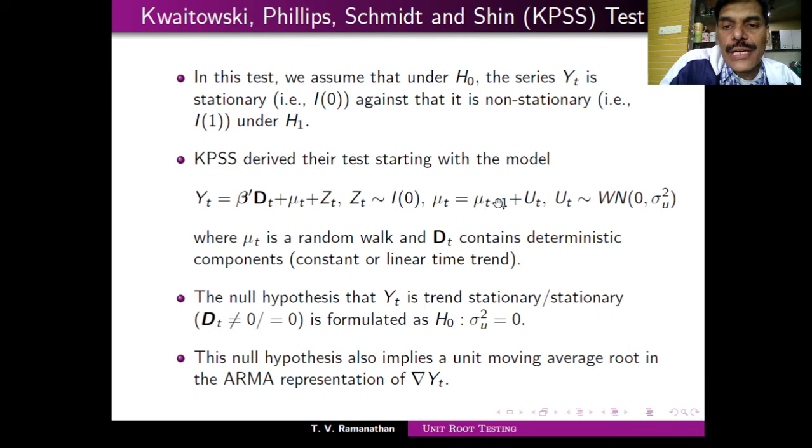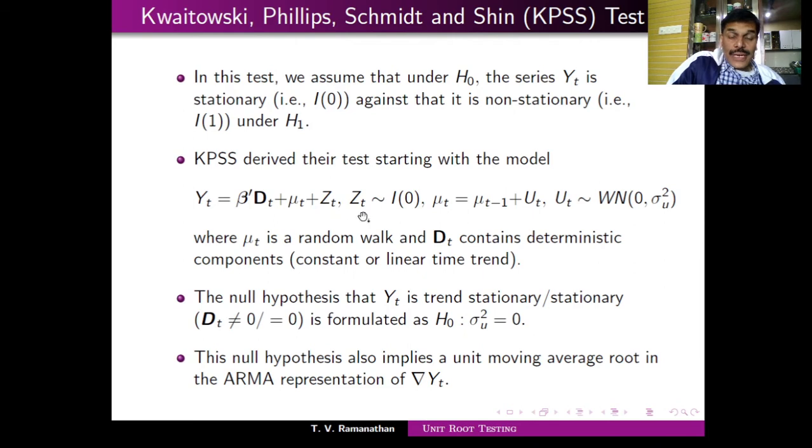So all mu t's are equal to mu naught, right? Mu1 is equal to mu0, mu2 equal to mu0, mu3 equal to mu0. So a constant. So now you have a constant. This is actually a stationary series because that is I(0).